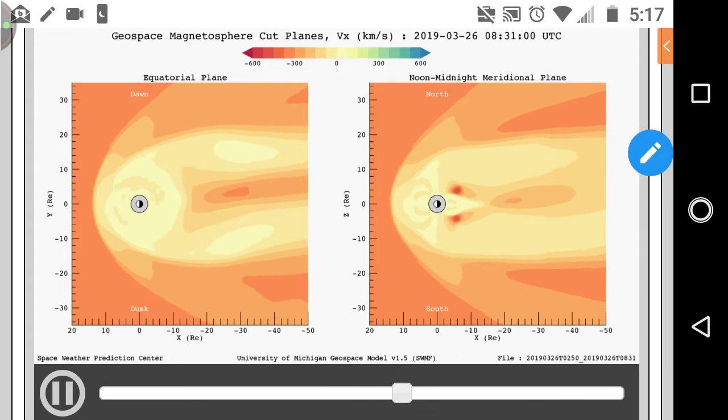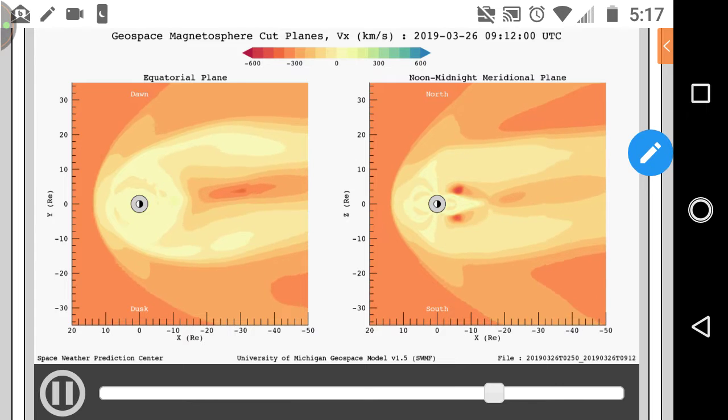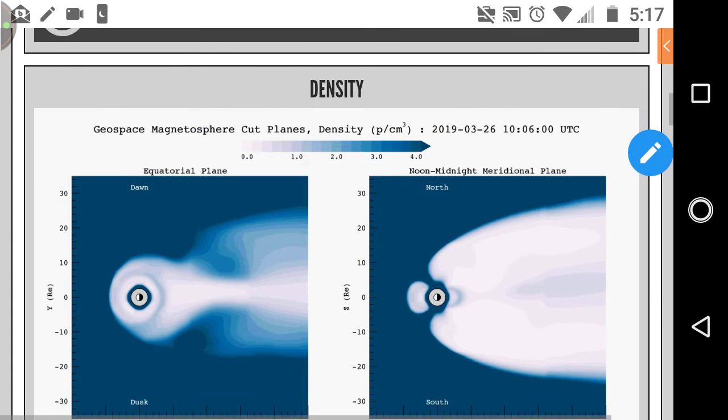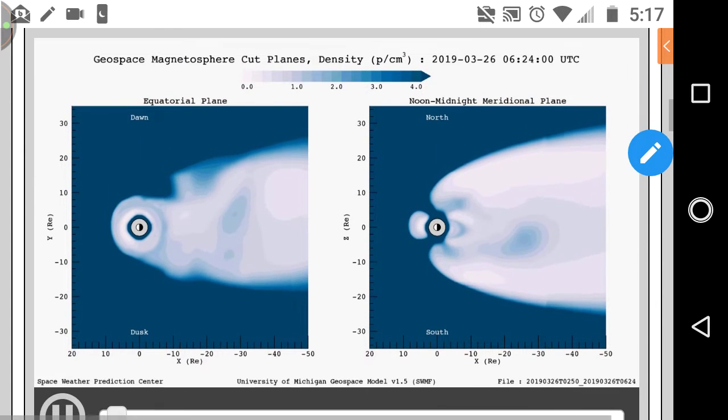So there's the velocity, nothing too extraordinary going on there. By the way, don't worry, folks, the musical format's going to come back.